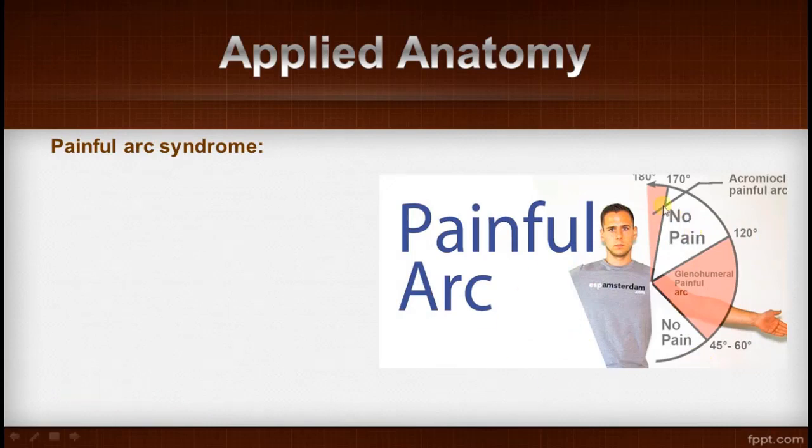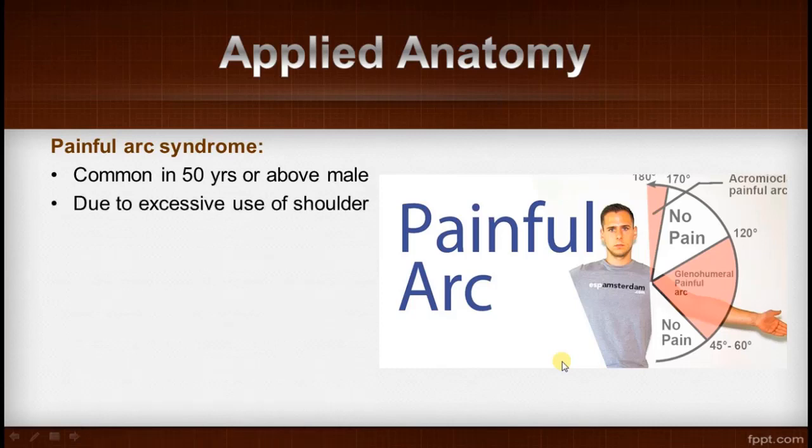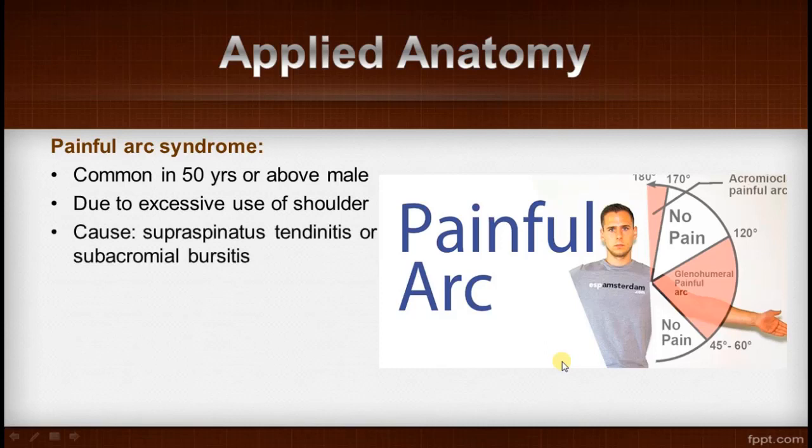The next is called painful arc syndrome. In painful arc syndrome, pain is experienced mainly during abduction, most commonly in males and also in people above 50 years of age, because they perform a lot of actions and use their shoulder too much. So, as I told you, it is due to excessive use of the shoulder. Mainly it is characterized by supraspinatus tendinitis or subacromial bursitis.